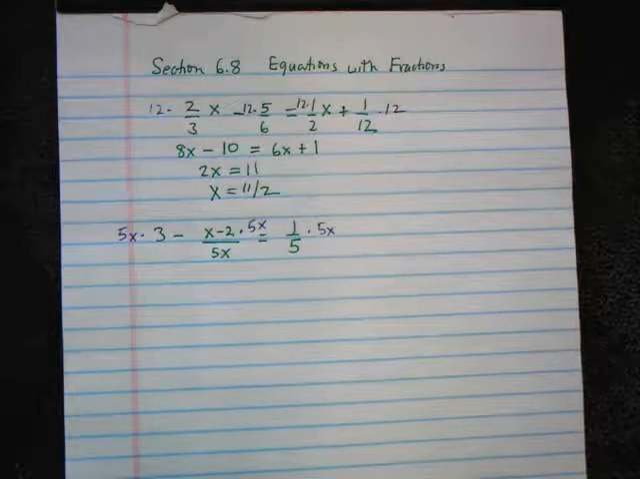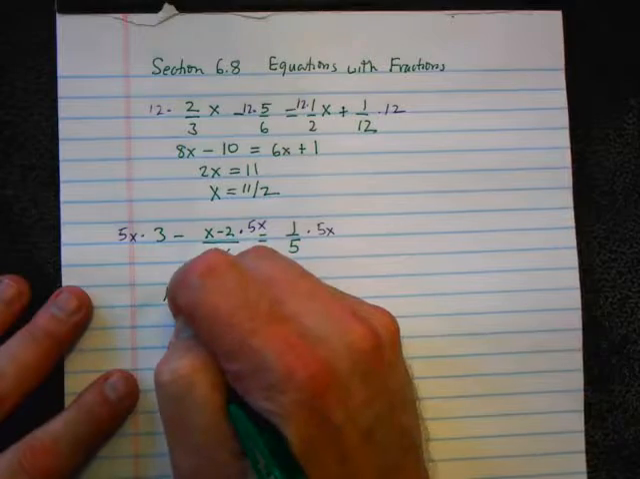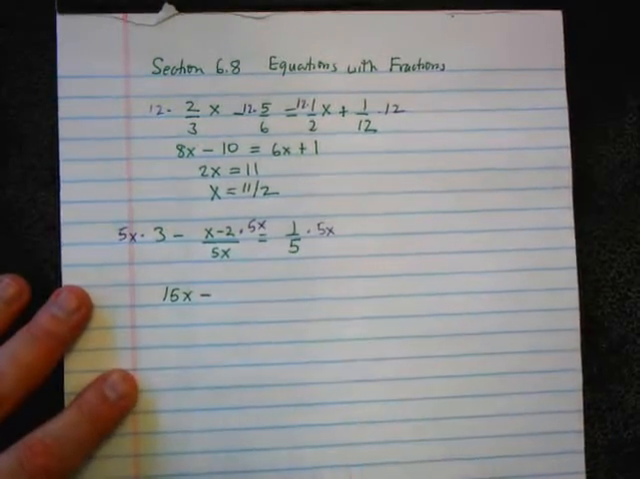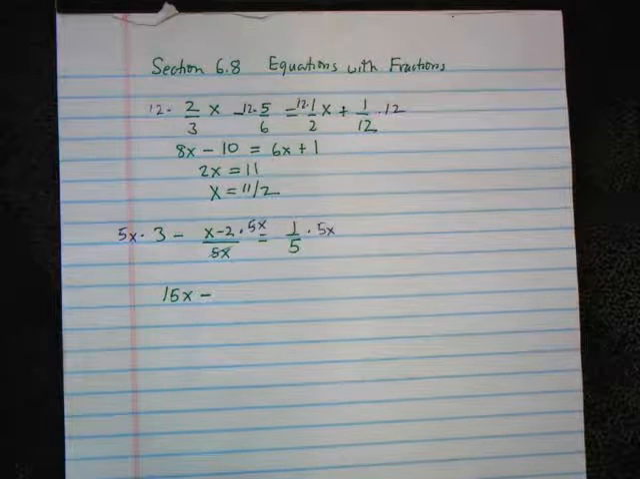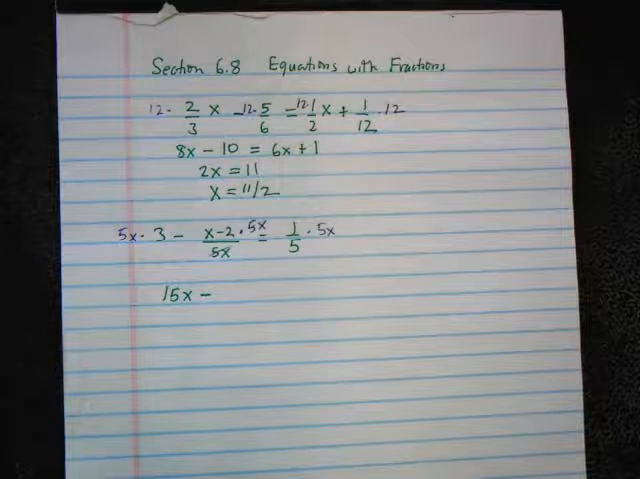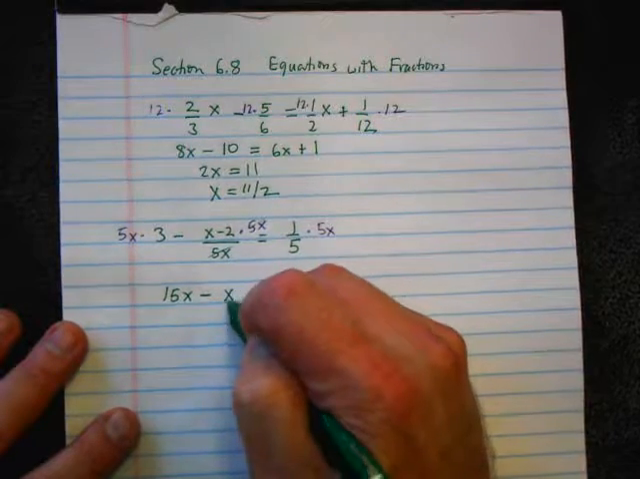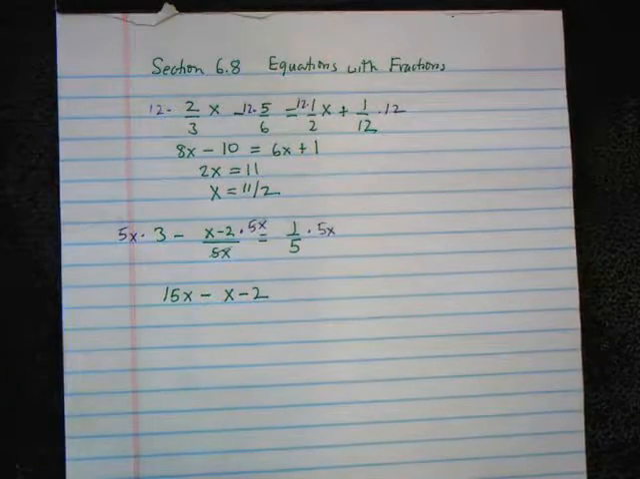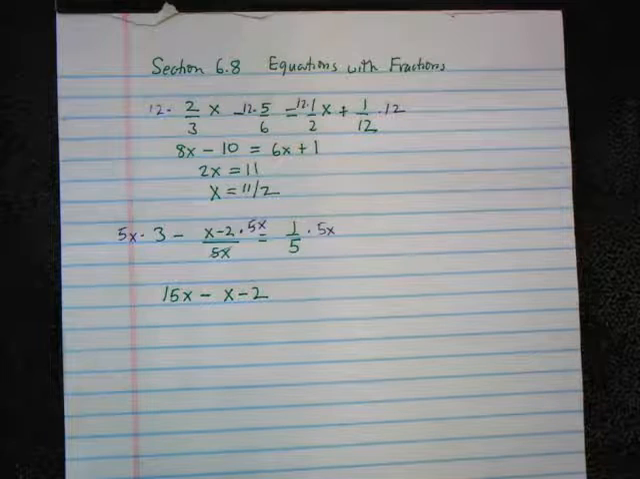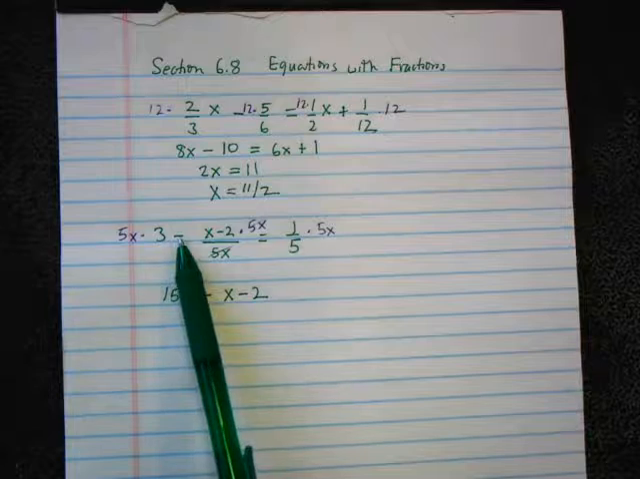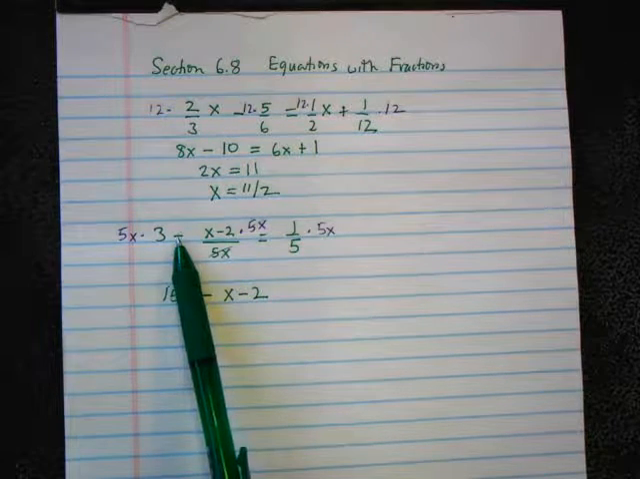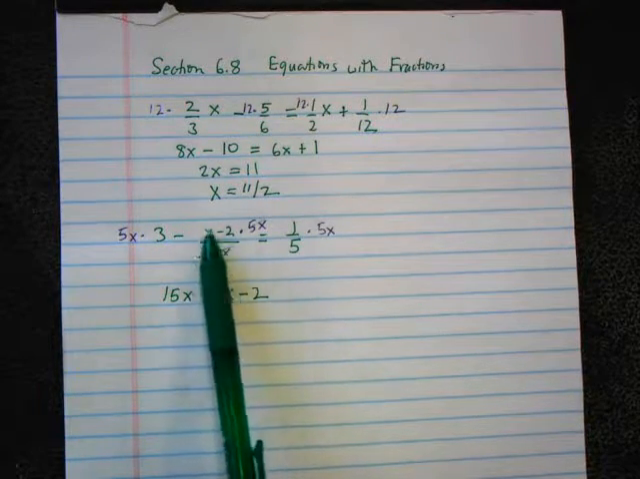5x times 3 is 15x. Minus. What happens when I take the 5x and the 5x and reduce them out? They get crossed out, and what am I left with? x minus 2. Depends on how you write it. And what I mean by that is, if you write it without parentheses, you're wrong. No, the x should be negative. But it's still, in and of itself, its own little fraction that needs to be defined.